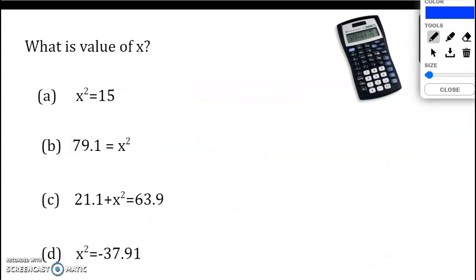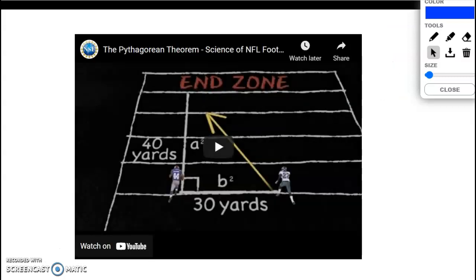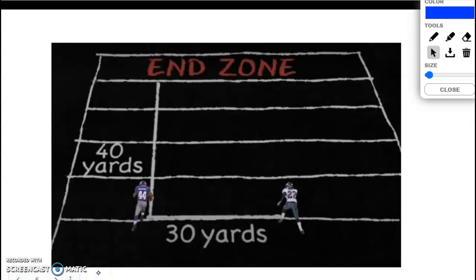Okay, so let's continue. I'm going to show you a video called Pythagorean Theorem, Science of NFL Football, and I am going to let you watch that yourself. So what did we learn from the video? When you have a runner with the ball and there is a defender, he wants to catch up with the player with the ball as soon as possible.